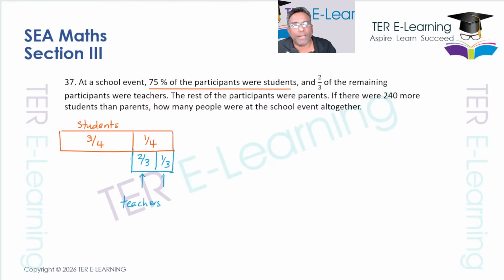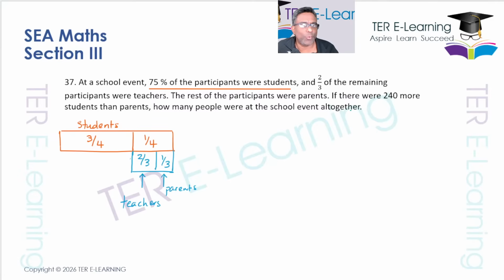Right. And this here will represent who? What are we left with? Right. So the rest of the participants were parents. So this here represents our parents. Whenever you get a question like this, it's best that you draw a diagram so you visualize what's actually happening here.